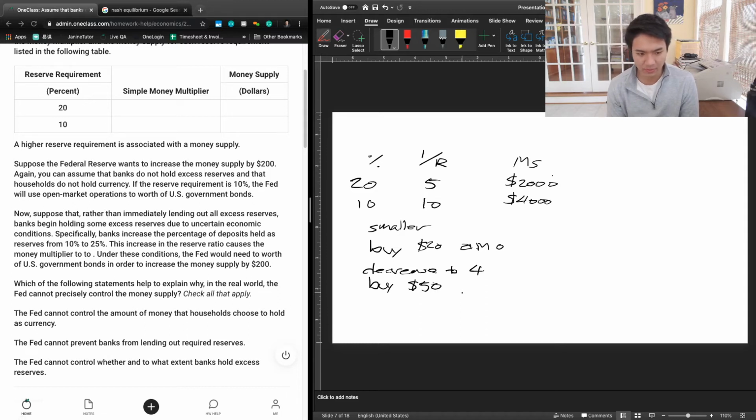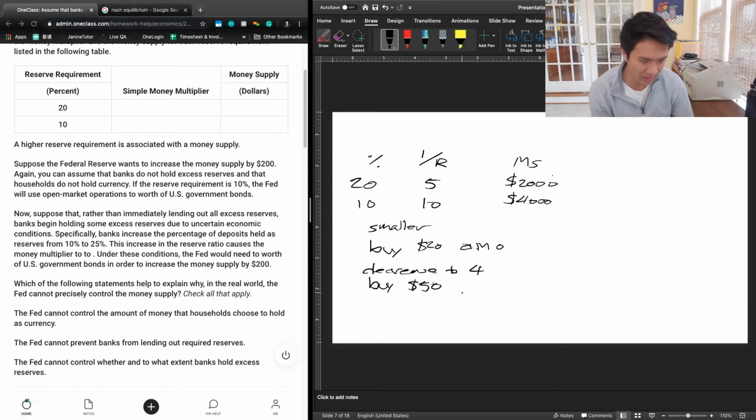B says the Fed cannot prevent banks from lending out required reserves. Again, this says cannot prevent banks, so this is false, right? The Fed can prevent banks from lending out required reserves. They are, as the word might imply, required, and so they're regulated by law to make sure that banks have these amounts of money in reserves. So they can't lend out money that is required reserves. They can lend out money in excess reserves. So anything affecting excess reserves is out of the control of the Fed.